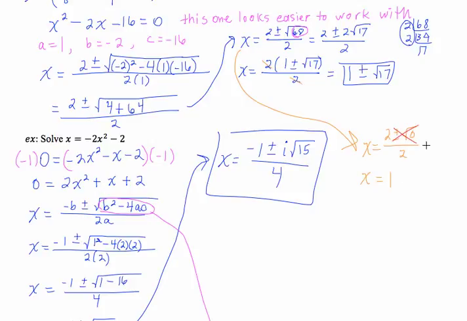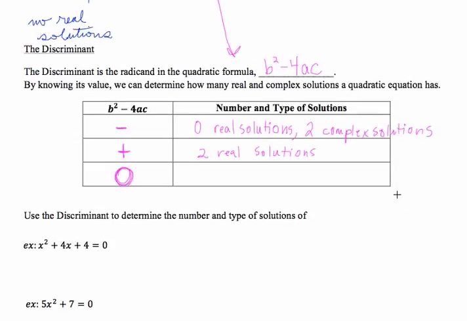So if the radicand is 0, b squared minus 4ac, then you're just going to have one real solution to your quadratic equation. That's kind of rare, but you will see that on occasion.